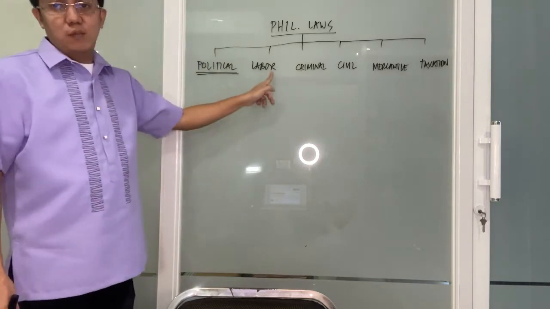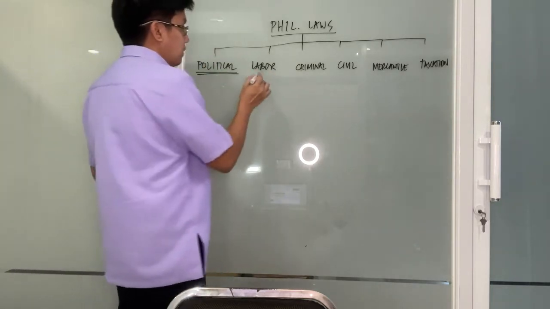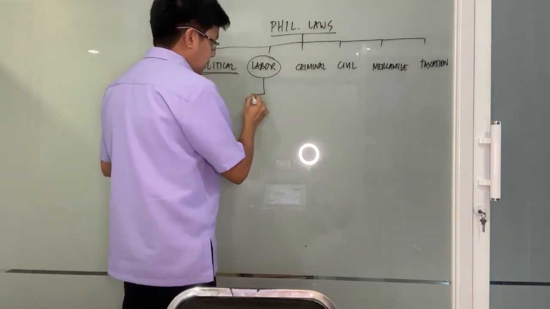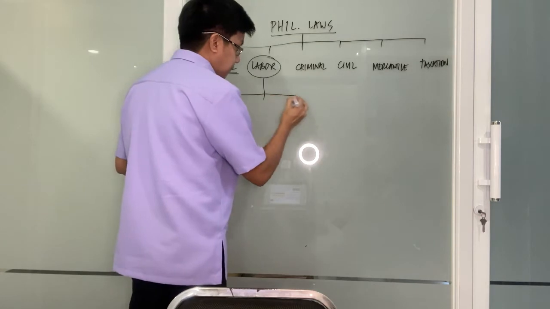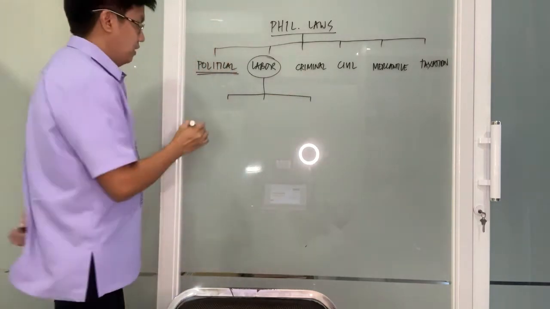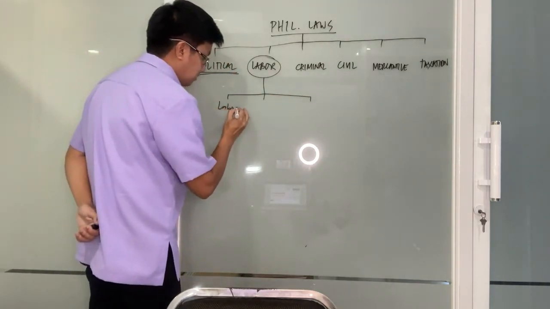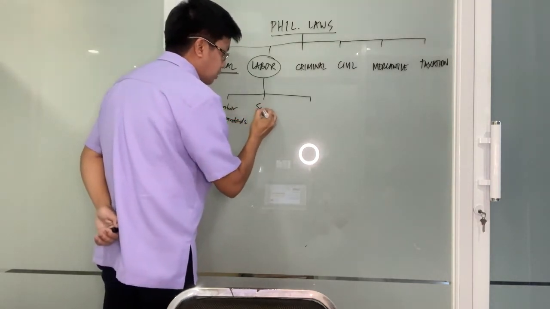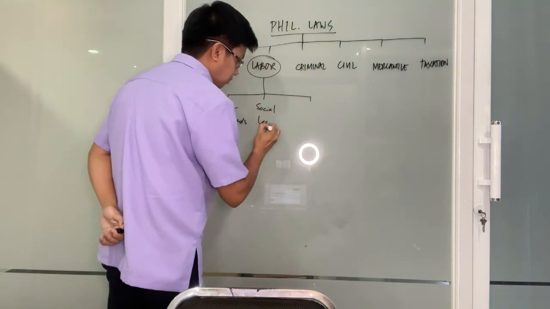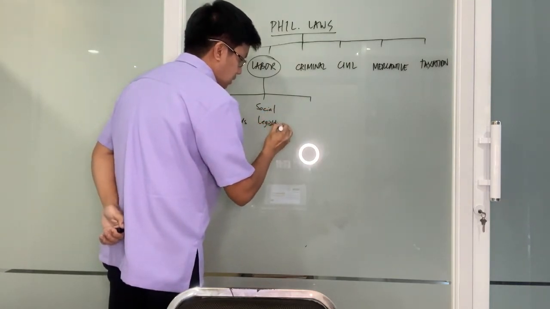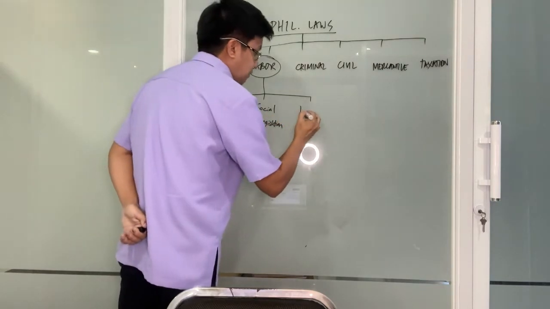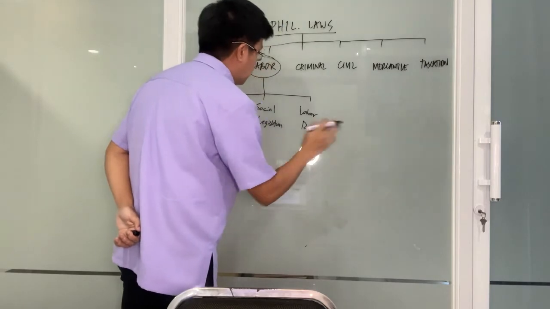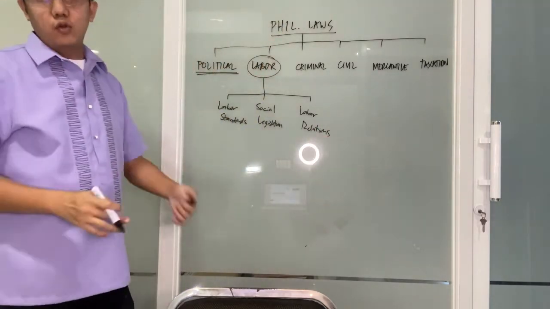Then we jump to another branch, which is labor law. Previously, we have learned that our labor laws in the Philippines are subdivided into three. We have the labor standards, then we have the social legislation, then we have the labor relations. These are all part of our labor law.